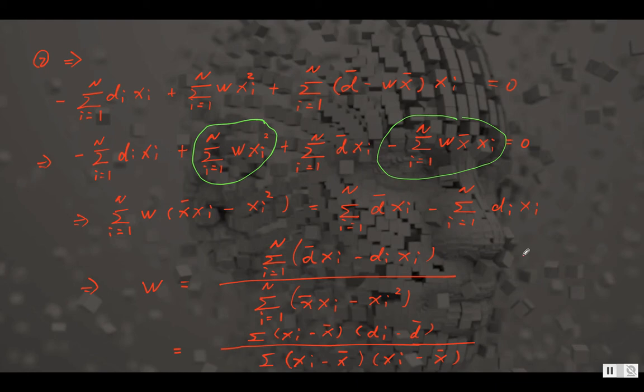Here we got the exact solution for the weight. And next step, we need to get the exact solution for the B. We still start from the first equation. So we start from here: minus summation i equal to 1 to n di, and then plus summation i equal to 1 to n w xi, and then plus summation i equal to 1 to n b equal to 0. This is equation 1.